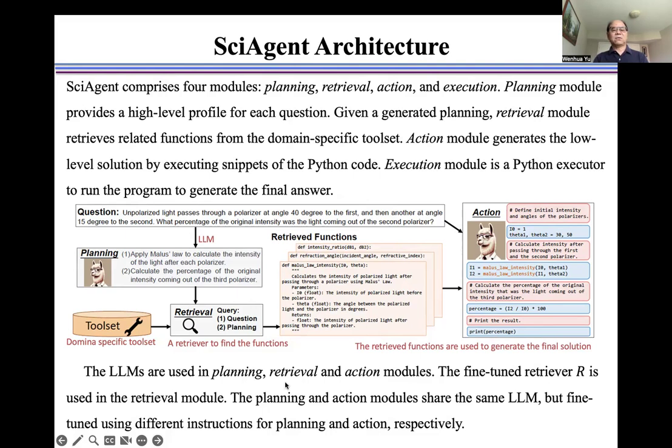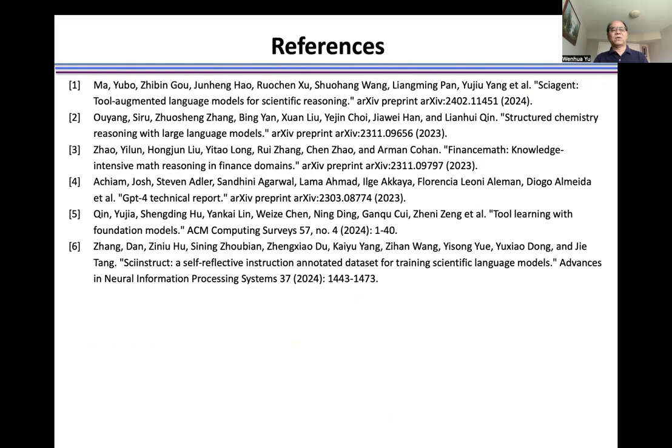The large language models are used in the planning, retrieval, and action modules. The fine-tuned retriever R is used in the retrieval module. The planning and the action modules share the same large language model, but are fine-tuned using different instructions for planning and action respectively. For more details, please check these references.